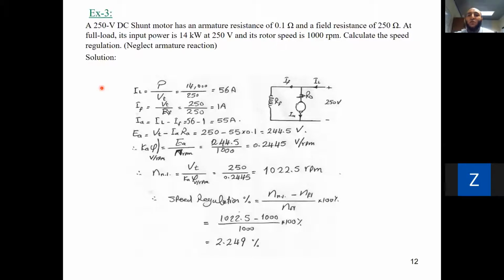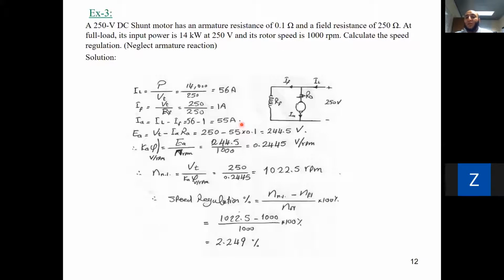Calculate the speed regulation. Simple, شباب, for speed regulation, we need no load speed and full load speed in order to calculate the speed regulation. So firstly, from the rated power, we can get the line current of the machine or input current. Simply by dividing the rated power, which is 14 kilowatts, by the terminal voltage, which is 250 volt here, to give the input current of the machine at full load. Right. For the field current equal to V terminal divided by RF. So we can calculate the field current and get the rated armature current here, which will be 55 ampere.